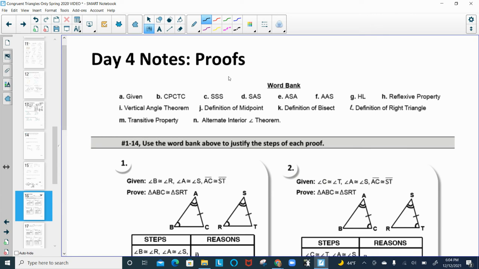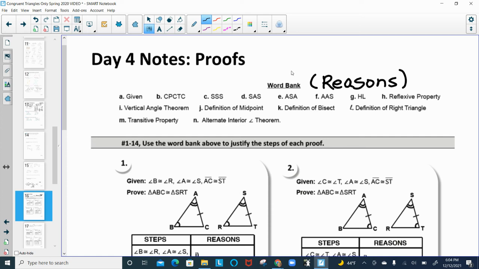The first thing I've given you is a word bank. And this is a word bank for all of the reasons. So I'm going to put here in parentheses for the reasons. Now, it's not going to be a word bank for the statements because the statements will all be a little bit different based on what kind of triangle situation you have. But at least that part gives you some things to choose from.